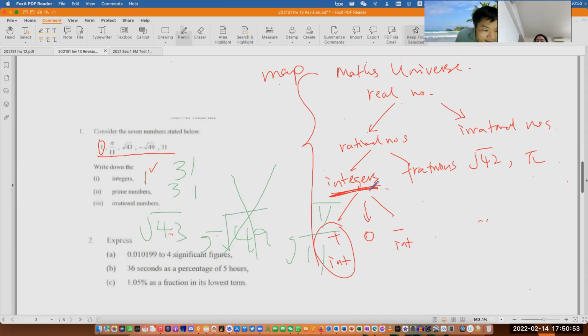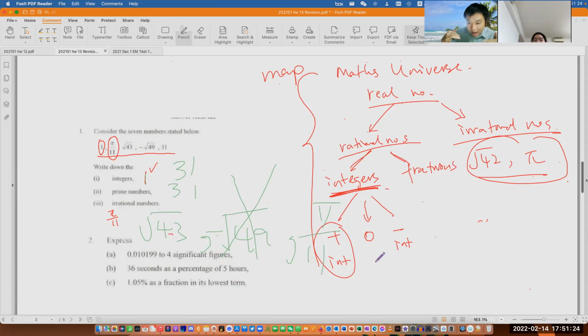Are you clear? Then next, you ask yourself about pi over 11. Pi is inside irrational numbers, so pi over 11 is irrational. So always have the map out first. Of course, you must memorize the map. I think it's not hard: real numbers, rational, irrational. Rational splits into integers and fractions, and then you go down further for the integers. So please remember the mind map here. You need it for tomorrow.